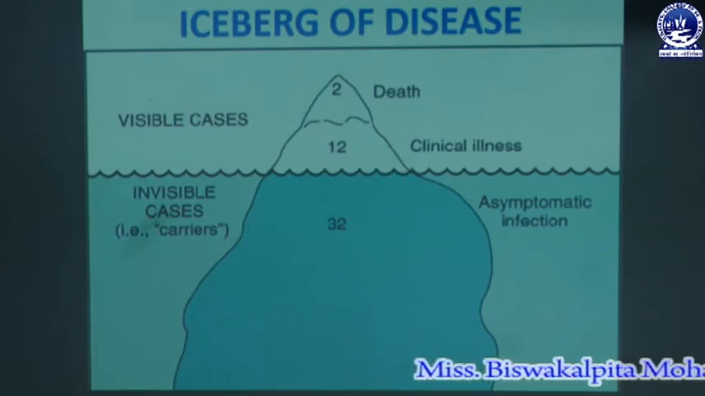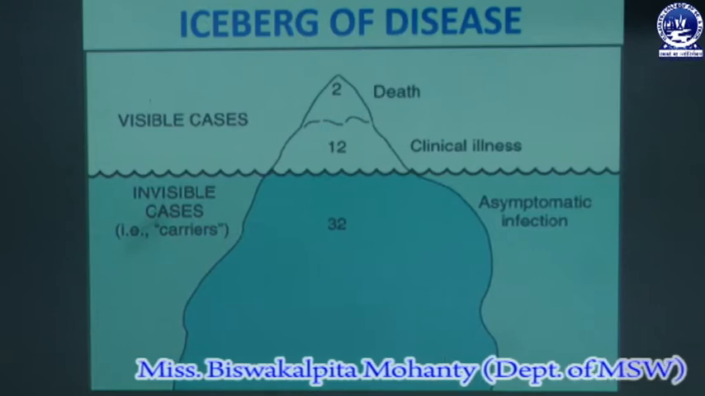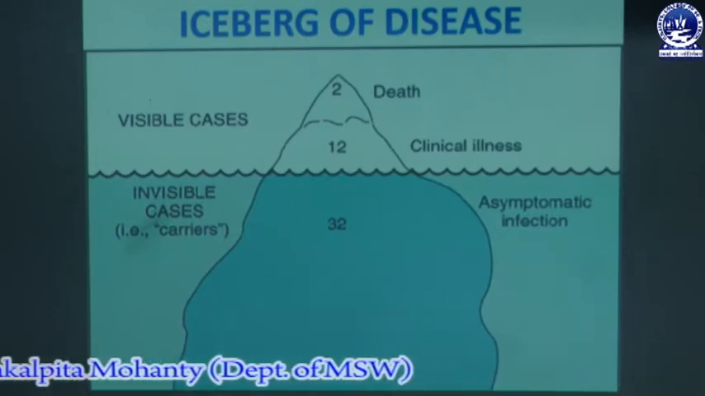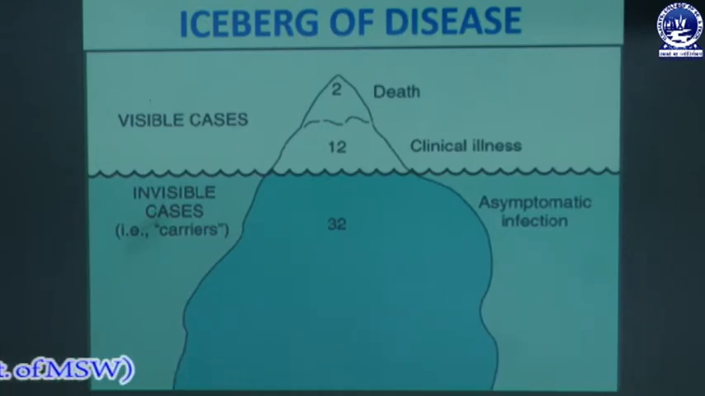And in this iceberg of disease, the first stage is asymptomatic infection, in which stage we can't know about the disease. We have no symptoms or signs, and we are not aware of any health problems.